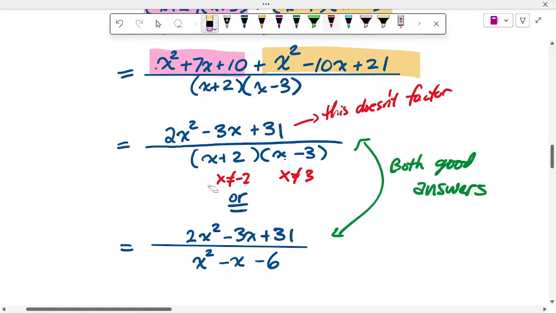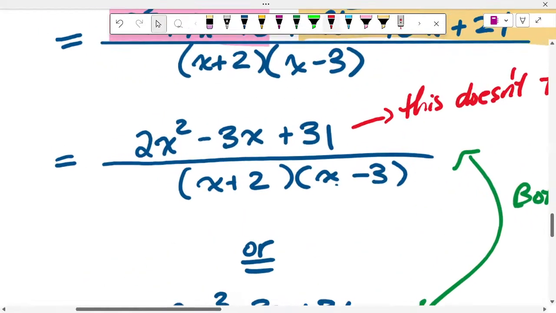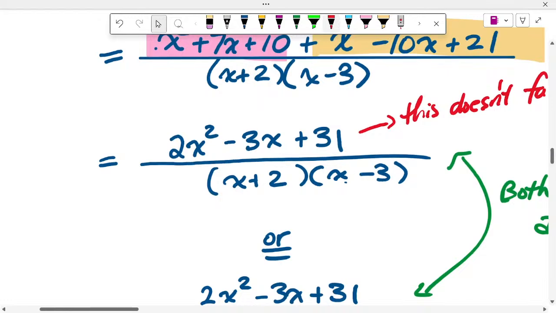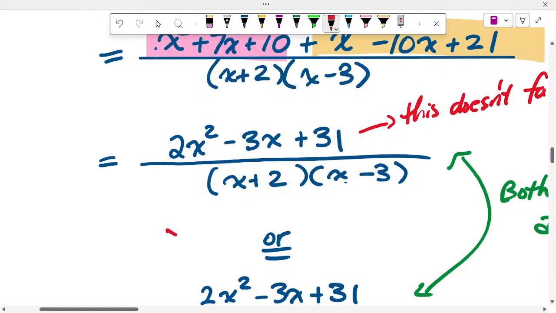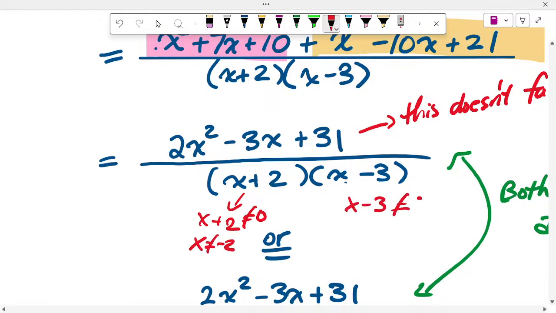How did we get this, guys? Because what can't you divide by? 0. I said 0 was restricted. But x can be 0. What can't be 0 is x plus 2 times x minus 3. So that means that x plus 2 can't be 0, right? Which means x can't be negative 2. And it means that x minus 3 can't be 0, which means that x can't be 3.